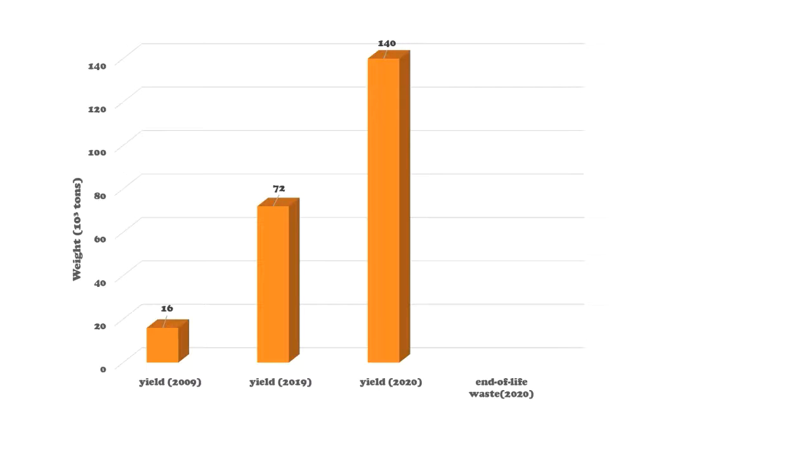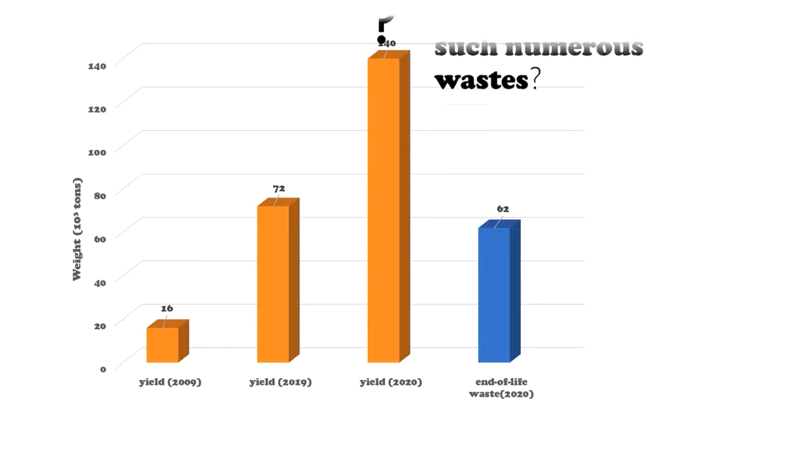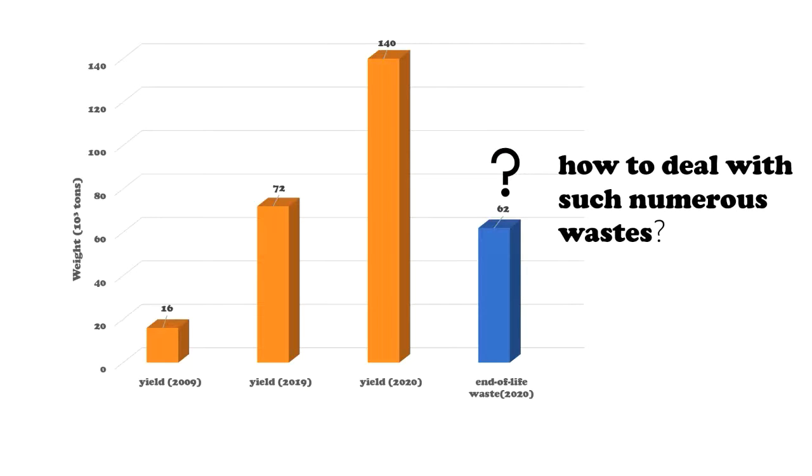As you can see, this material is extremely useful in the industry, so its usage has increased, but also the amount of waste. As the chart shows, the yield value has increased incredibly in the past 10 years, and the number is predicted to rise to 140,000 tons by 2020, with an end-of-life waste of 62,000 tons. So, how can we deal with such numerous wastes caused by CFRP?